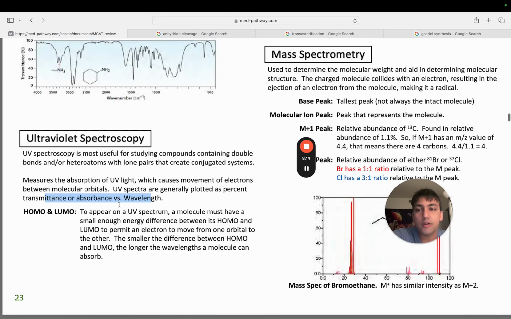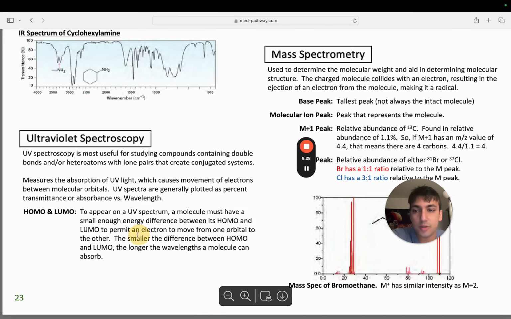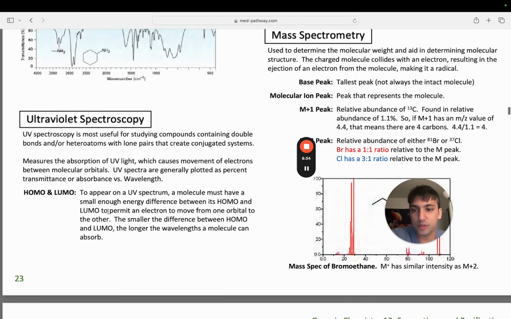You should know that there's HOMO and LUMO. In order to appear on a UV spectrum, a molecule has to have a small enough energy difference between its HOMO and LUMO. HOMO is high energy, LUMO is low energy, and they're basically talking about different molecular orbitals. So it has to have a minimum enough energy to allow an electron to move from one orbital to the other. And the smaller the difference, the longer the wavelengths it's going to be able to absorb.